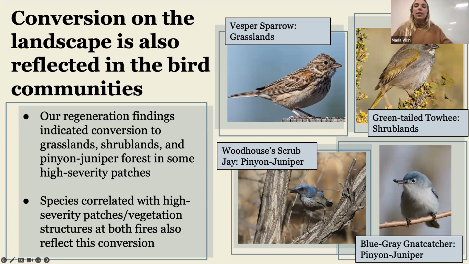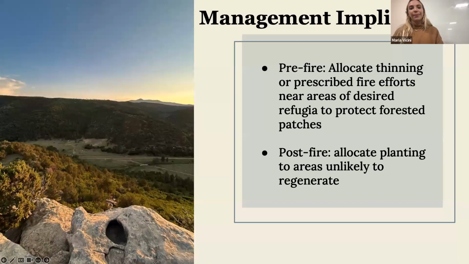At the Hayman fire, these bird communities showed shifts towards grassland and shrubland associated species. So I've included here the Vesper sparrow, which is associated with grasslands, and the green-tailed towhee associated with shrublands. At the Ponil Complex fire, the bird community shows shifts towards both shrubland species and pinyon juniper associated species. So it was really interesting to see that some of the high severity species driving the NMDS plot were both the blue-gray gnatcatcher and the Woodhouse's scrub jay. Both of these are PJ birds.